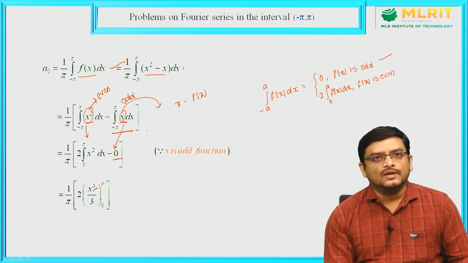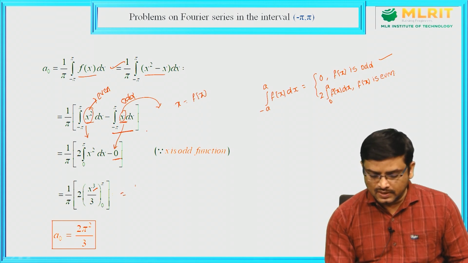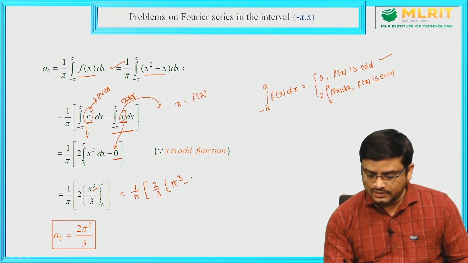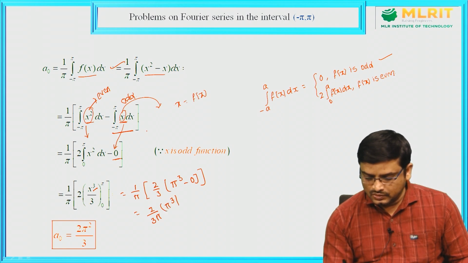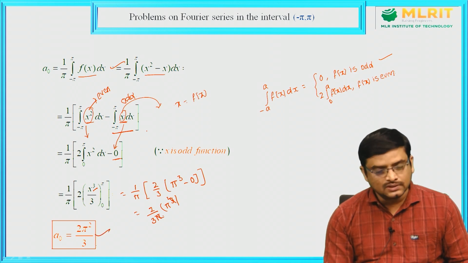Now substitute the upper limit and lower limit here. When we substitute them, we get 1 by pi. Now take this constant outside, 2 by 3, and substitute the upper limit pi. So you will get pi cube minus 0. Now this is equal to 2 by 3 pi into pi cube, so one pi gets cancelled here. Finally you will get the value 2 pi square by 3. So this is the value of a0 here.